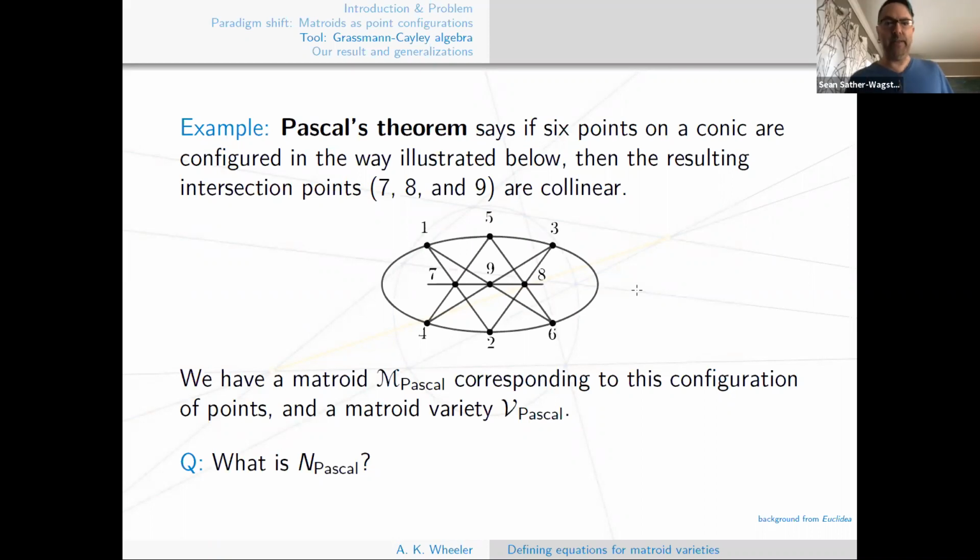Is it generated by the brackets that correspond to triples of collinear points? Exactly. If you look at the picture, there's several of them. So what are some of them? 196, 172. I don't know if I'm supposed to put those in ascending order. You don't have to name all of them.